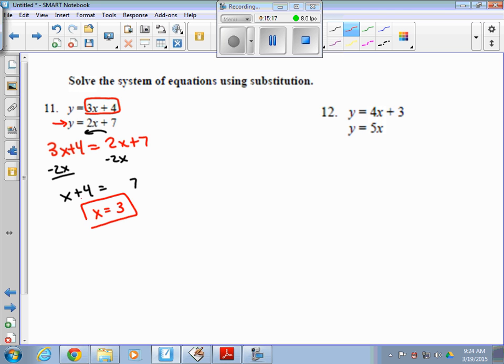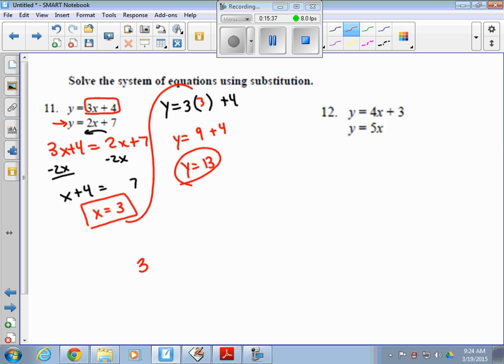There's your x value. Substitute it back in to one of the other equations. y equals 3 times x plus 4, or 3 times our new value, which is 3. y equals 3 times 3, 9 plus 4. y equals 13. x comma y, 3, 13 is your solution to the system.